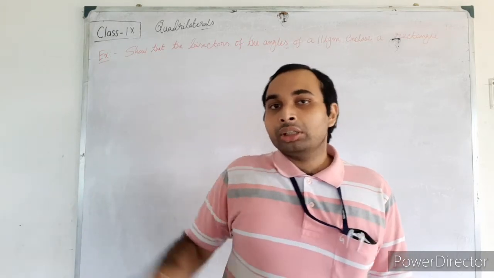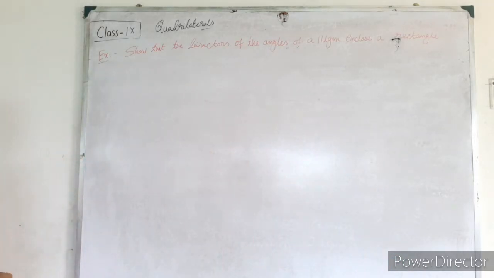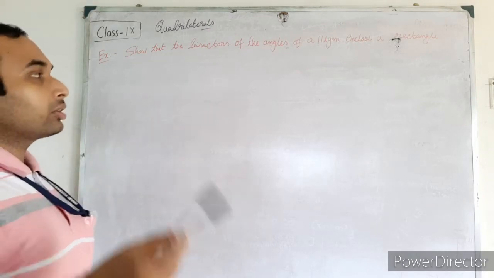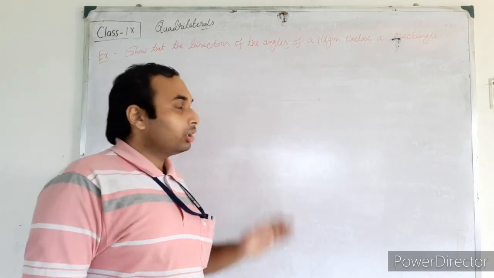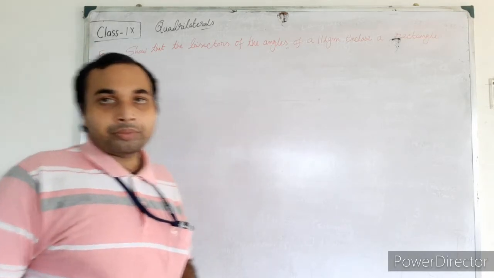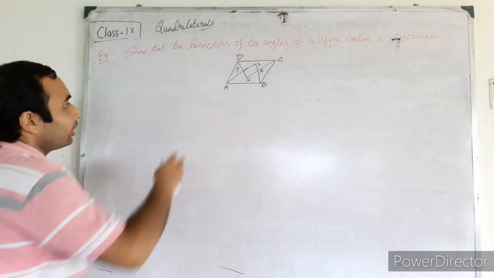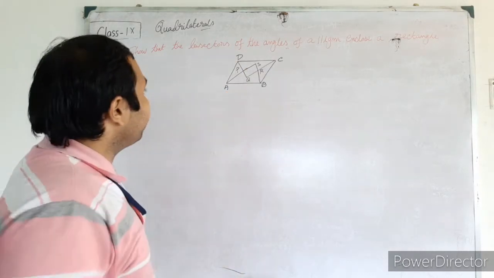So let us start. The first example I have written here is to prove that the bisectors of the angles of a parallelogram enclose a rectangle. So students, first of all let us draw the diagram, and after that we will prove the result. This is the diagram. Here ABCD is the parallelogram. You will write the description, I am not writing it here.